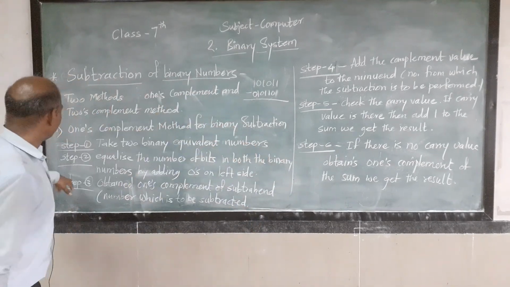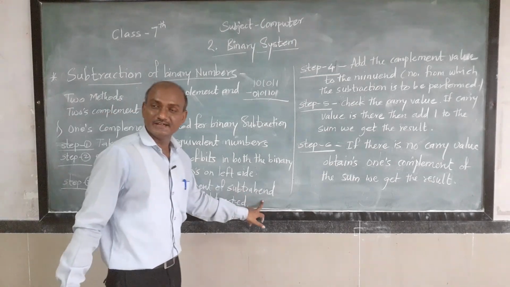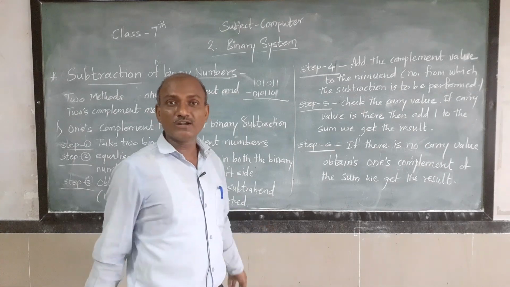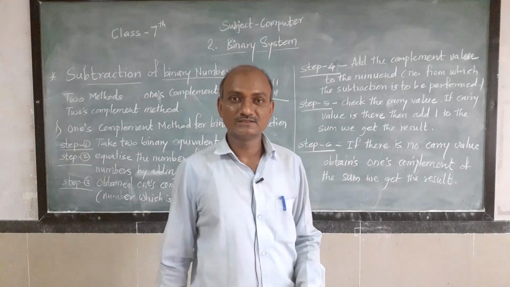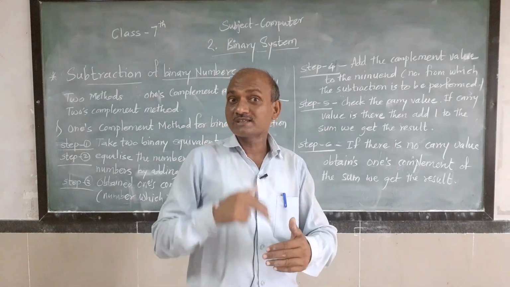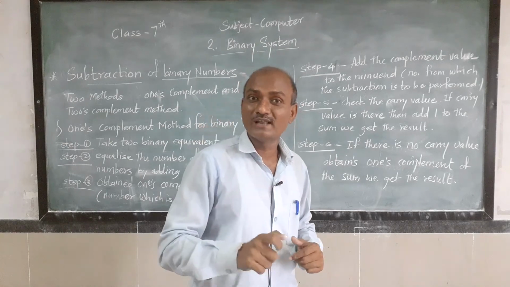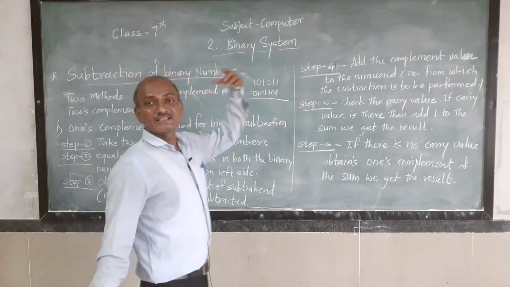Now what is the next step? Obtain the ones complement of the subtrahend. Subtrahend means the number which is to be subtracted. That number you have to subtract is called the subtrahend. Understand? Okay.